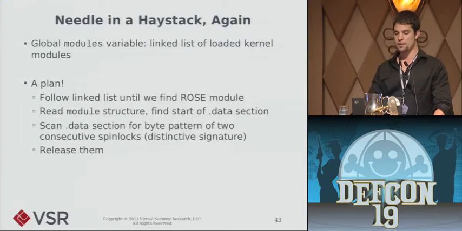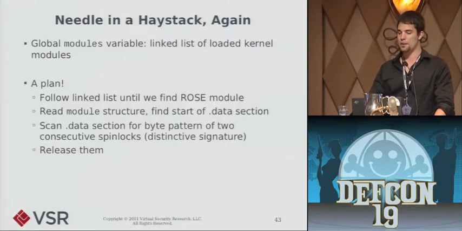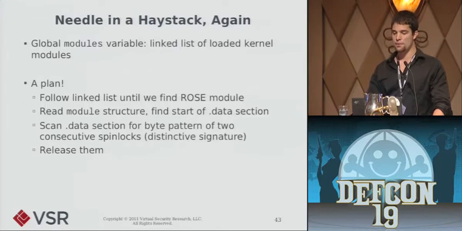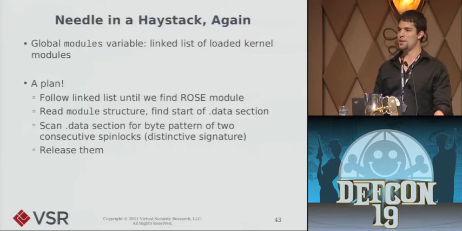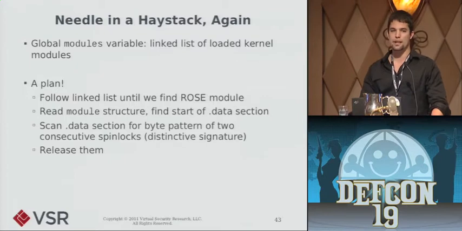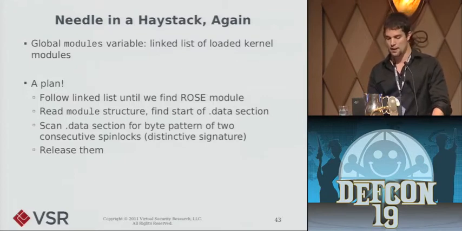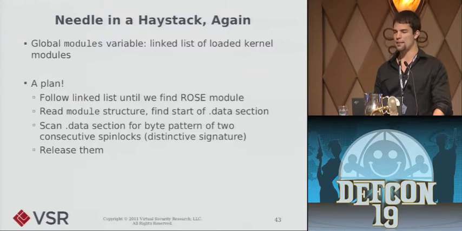Fortunately, it's actually pretty easy to find. There's this global modules variable, which is the head of a linked list of loaded kernel modules. So what we can do is follow this linked list until we find the module named ROSE, and read the module structure hanging off this linked list until we find where the data section of the ROSE module is. Now that we know where the data section of this module is, we can scan it for this byte pattern that represents a distinctive signature of what these spin locks look like in memory. And that's unique, so that will always work. And then once we find them, we can release them by, I think, incrementing them.